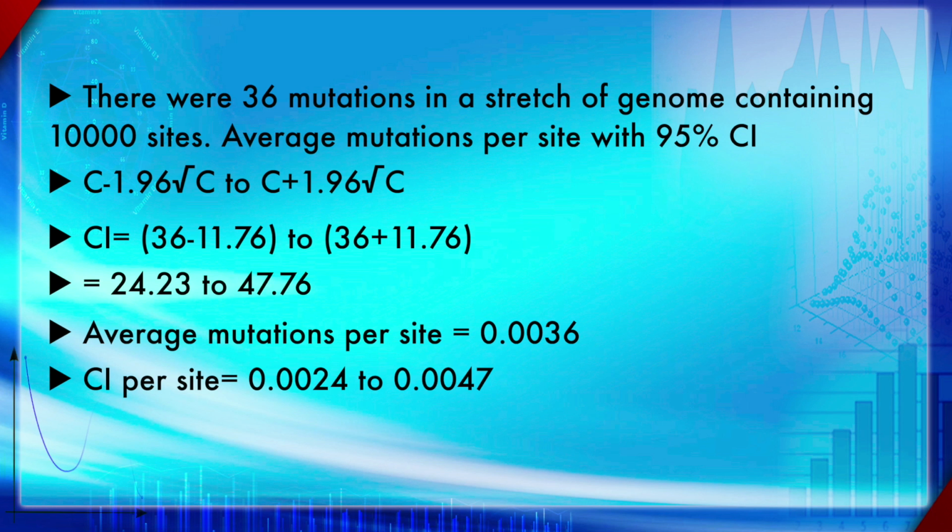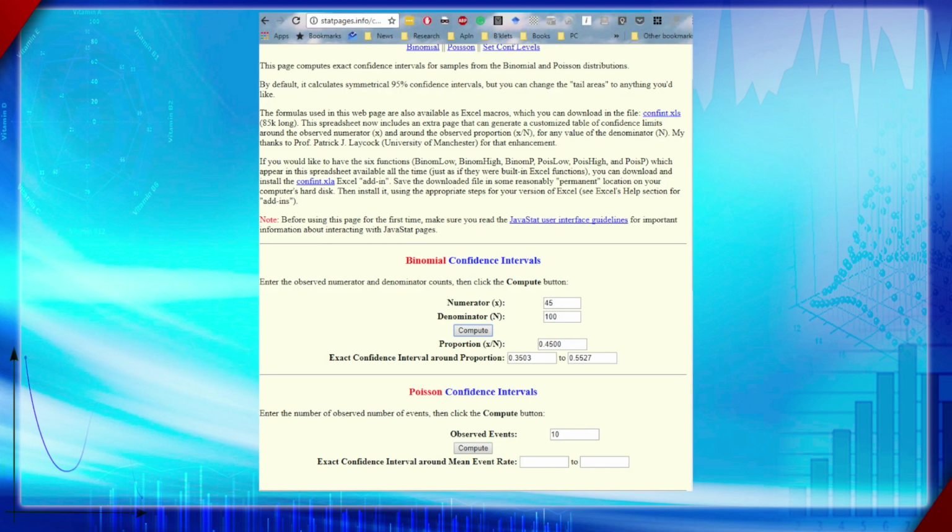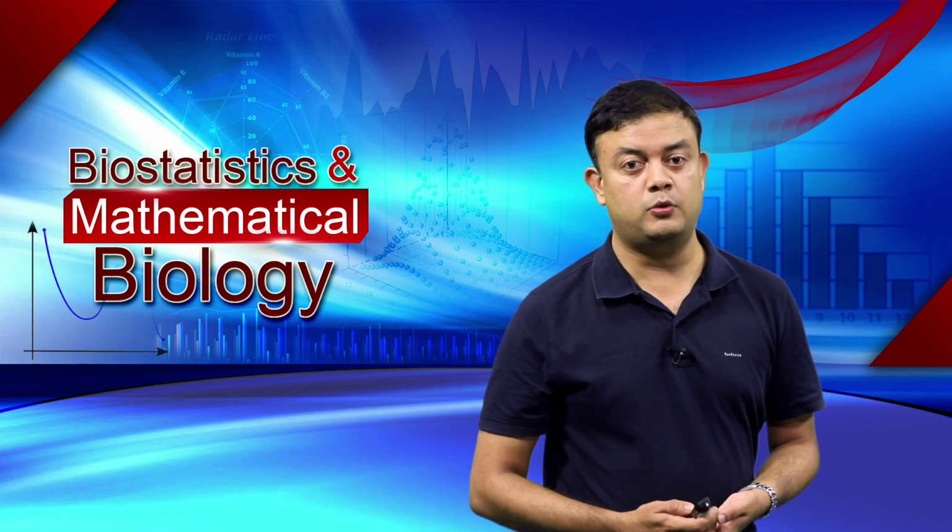So, the average mutation is 0.0036. The CI per site is these confidence limits each divided by 10,000. If you do that, it is 0.0024 to 0.0047. You can do all this work in GraphPad Prism QuickCalcs or a number of online calculators available, or you can also do it manually.